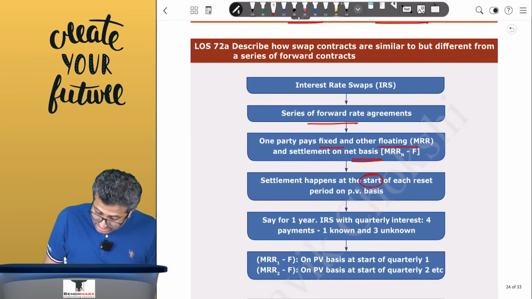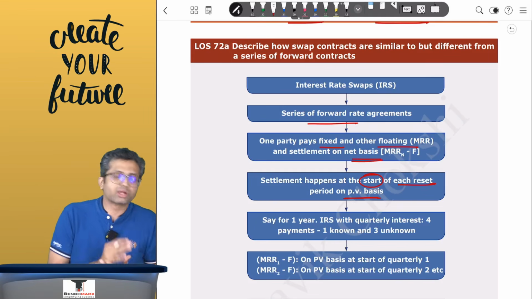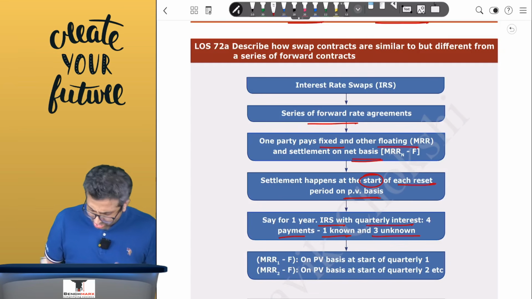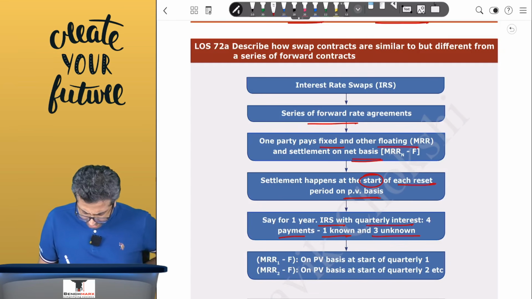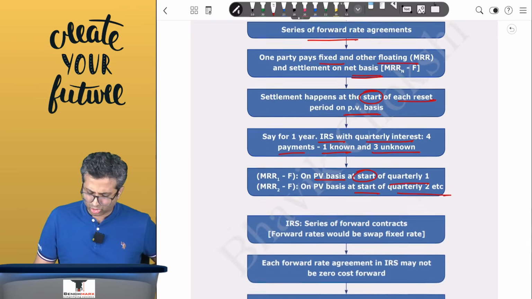Settlement happens at the start of each reset period on a present value basis. The discount factor over here will be the market reference rate for that respective period. For an IRS with quarterly interest, there are 4 payments, out of which 1 is known and 3 unknown, that is fine. So either way, you will take a present value basis. The first settlement will be at the start of the first quarter, the second settlement at the start of the second quarter, and so on.